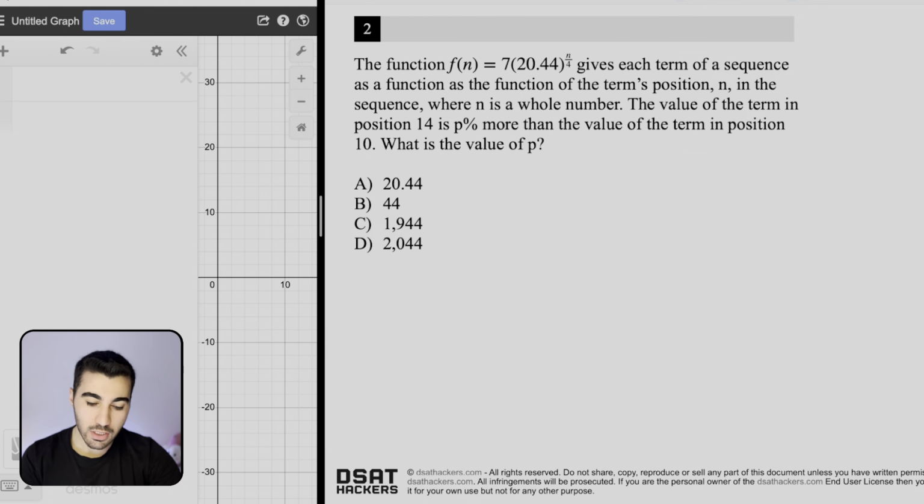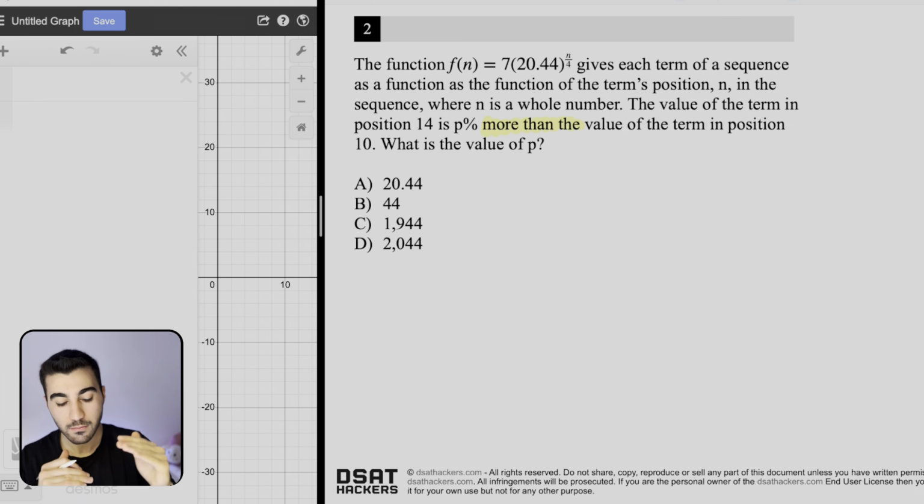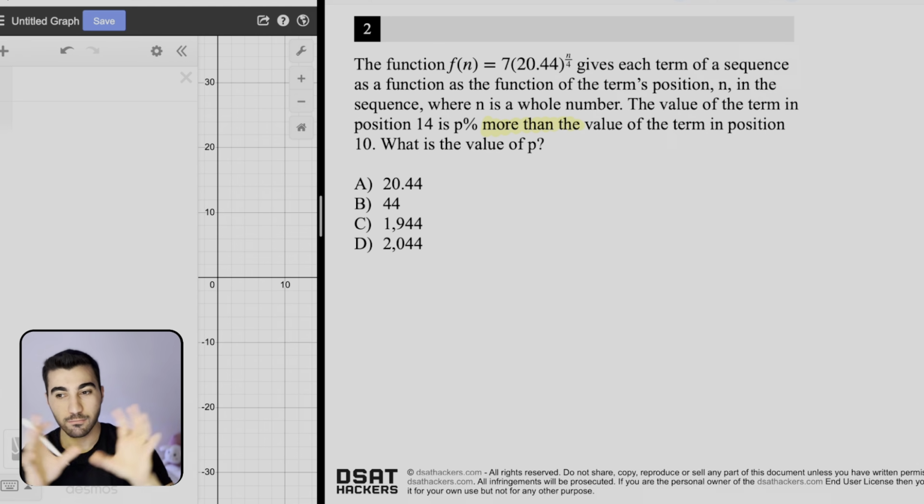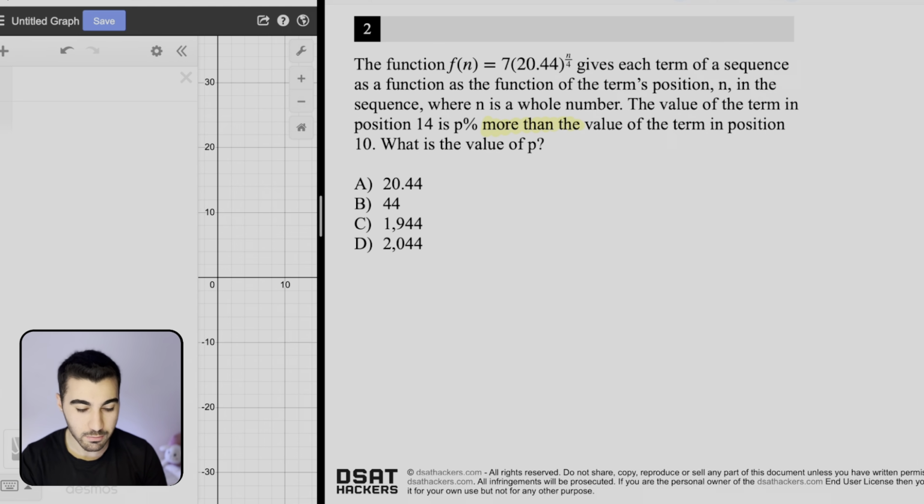Okay, so this function gives us the value of a term in nth position, and the question says the value of the term in position 14 is p% more. This is very important. It doesn't say p% of, it says p% more than the value of the term in position 10 because they are different. So we're looking for the percent change here because it says more than or less than. How much this is more than this. So look for the percent change in terms of percent.